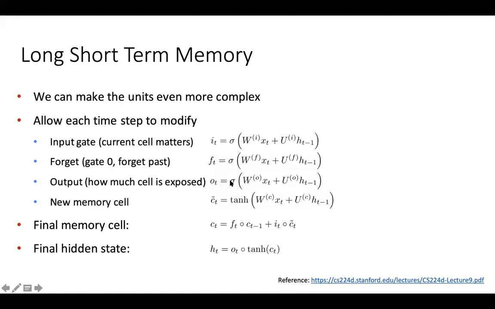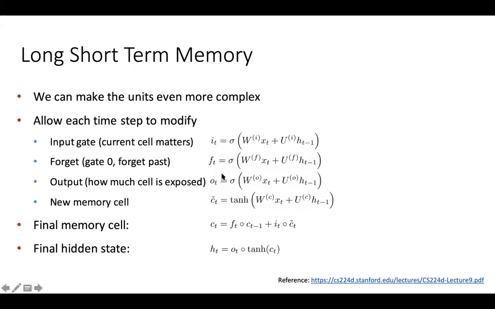So instead of using the sigmoid function, you use tanh, and then you use the intermediate memory C tilde to derive the final memory cell C_t. And then once you've done that, you use it once again with the output gate and the tanh function to derive a final hidden state H_t.